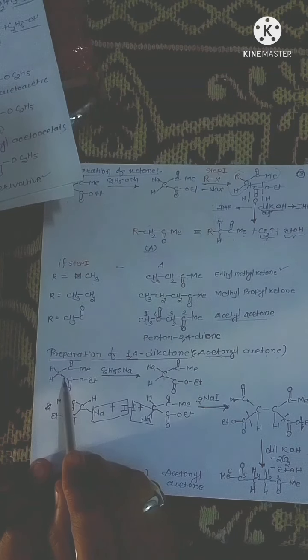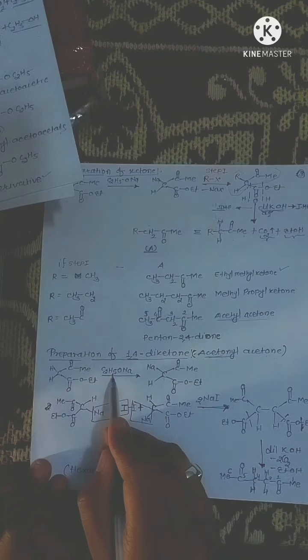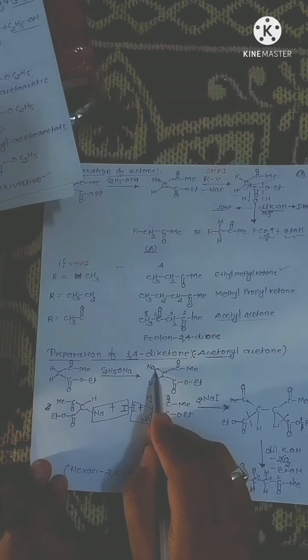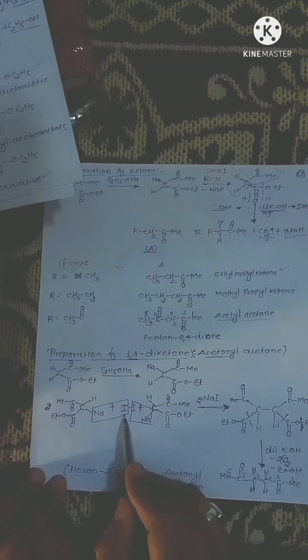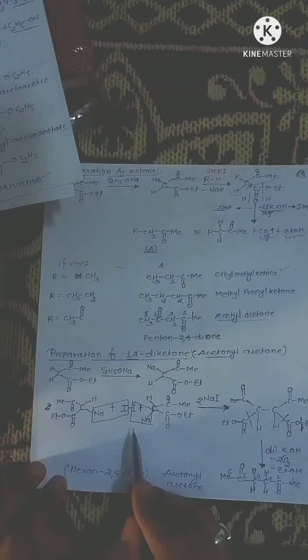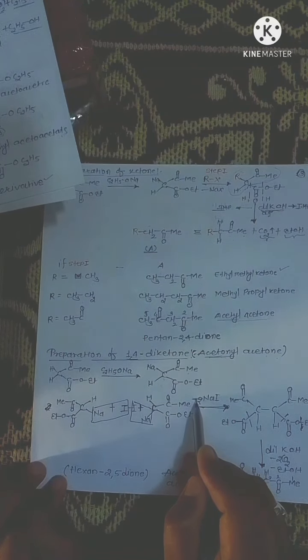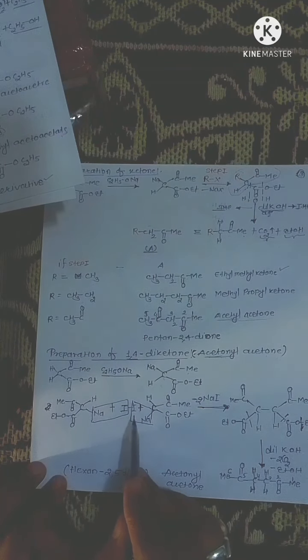If we take acetoacetic ester and react it with a mild base, one of the protons goes away, sodium comes here. If we take two molecules of this monosodio derivative and react with iodine, two molecules of NaI go off, and the two molecules join with each other.